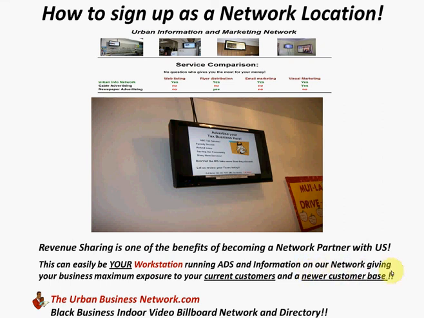On our network, you get maximum exposure to your current customers and a newer customer base. Like I said, your ad will be on your screen, but then your ad will also be here, here, here, and all the other screens and locations that we have, and it just grows and grows from there. This is a revolutionary situation. It's the ground floor of something major.